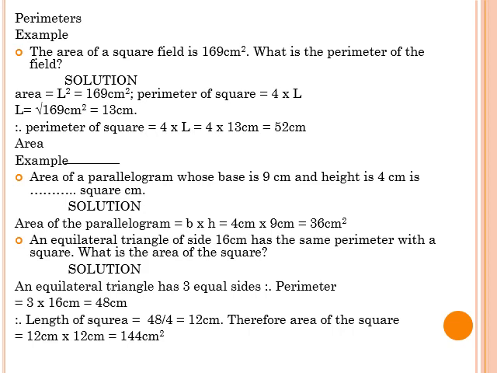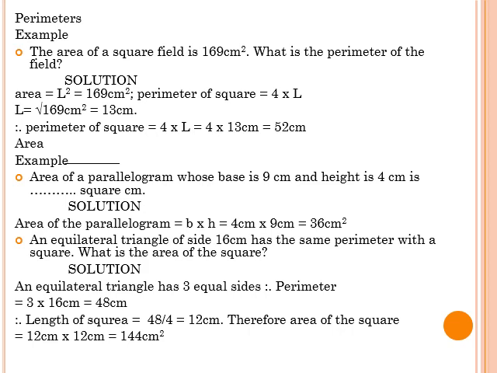The next example on area says an equilateral triangle of side 16 centimeters has the same perimeter with a square. What is the area of that square? Now, as we all know, an equilateral triangle is a triangle with 3 equal sides, and one of that side is 16 centimeters. If you want to get the perimeter of that triangle, you have to add all the sides. So you multiply 16 by 3, which is the 3 equal sides, and it will give you 48. That is the perimeter of that triangle.